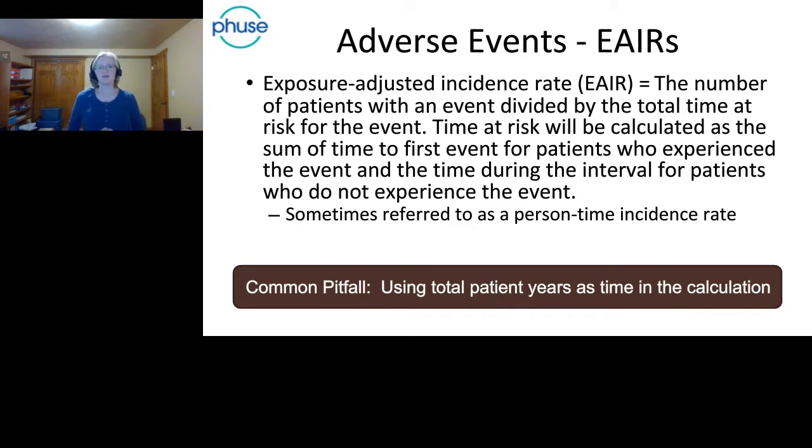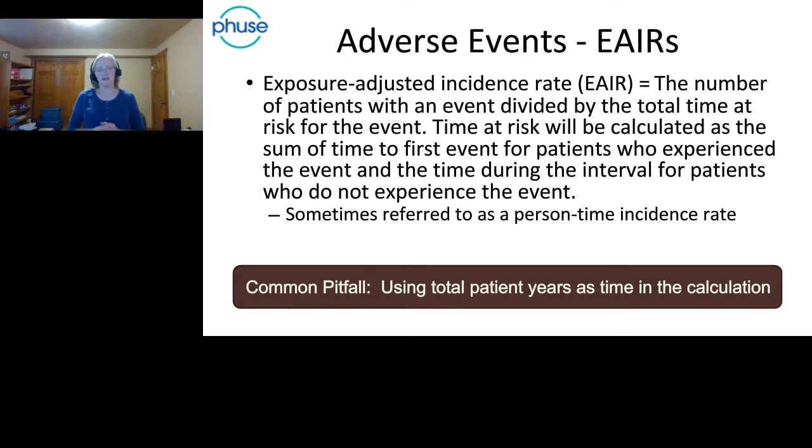Sometimes it's referred to as a person time incidence rate. And a very common pitfall is to use the total patient years in the calculation. But a key part of this definition is that for those who have an event, you need to stop at the time of the event. Now that is less important for rare events, right? If it's a super rare event, if you use total patient years in the calculation, it's probably going to be close to what you get if you actually do cut the time off.